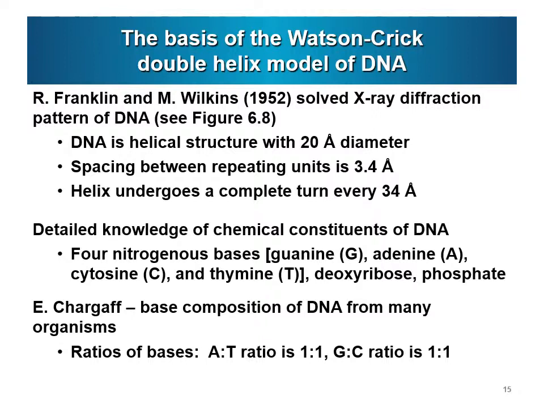Conformation A is more relaxed than conformation B. And then also detailed knowledge of chemical constituents of DNA gives us that 4 nitrogenous bases are part of the composition. Guanine, which you will usually see as G, adenine as A, cytosine as C, and thymine T. These are deoxyribose phosphate and phosphate.